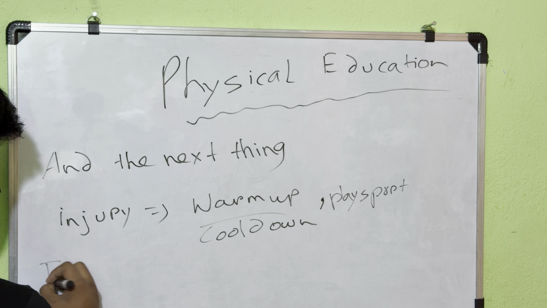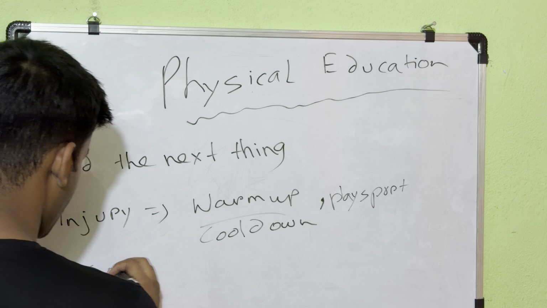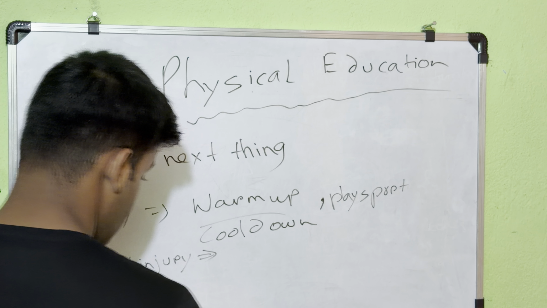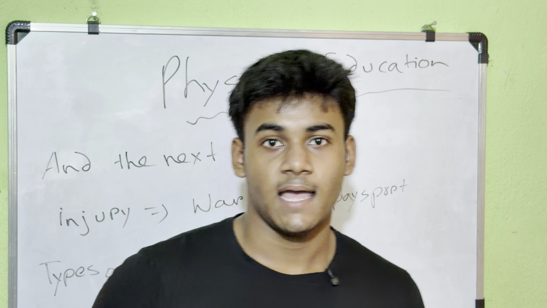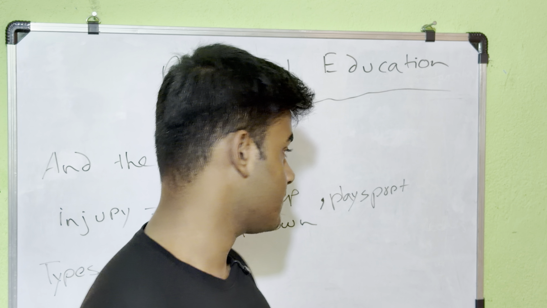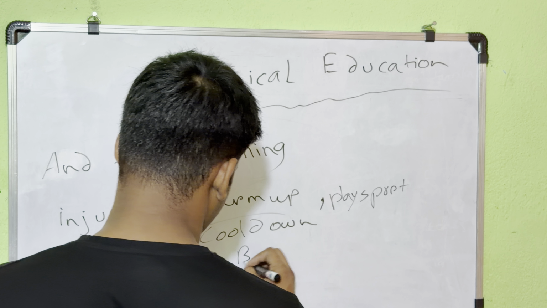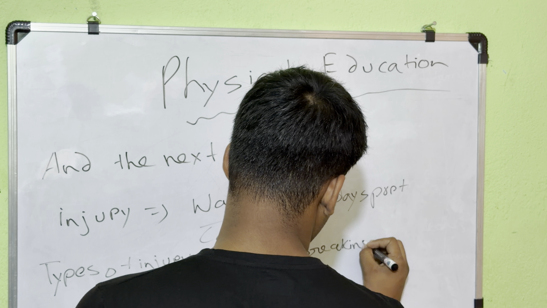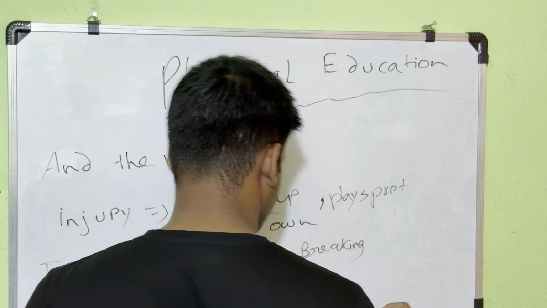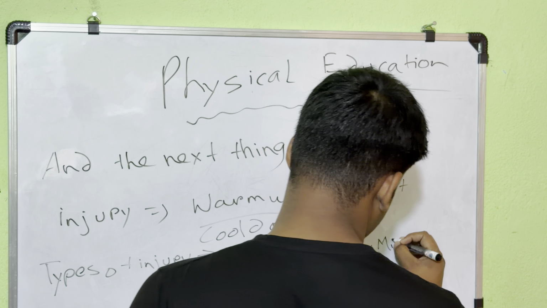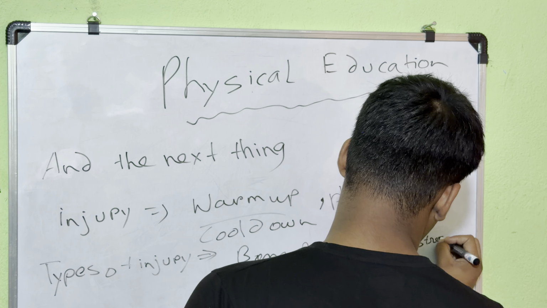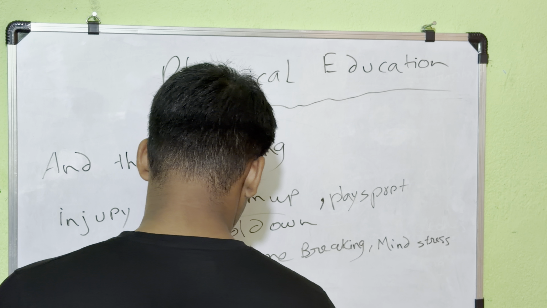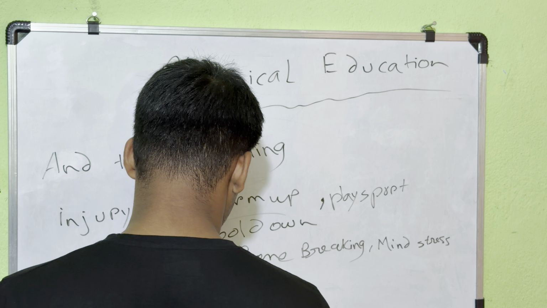Now, types of injuries. What are the types of injury? There are many different types of injury, and some very important types of injury are bone breaking, mind stress, and the toughest and the biggest injury I would like to say is depression.